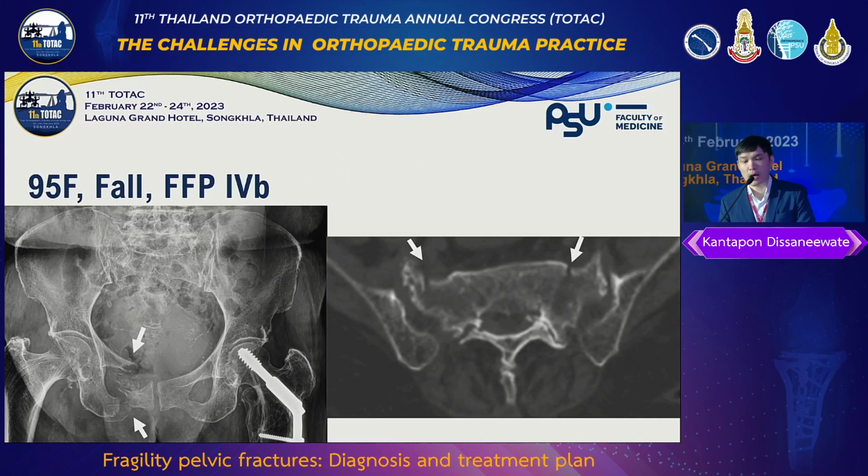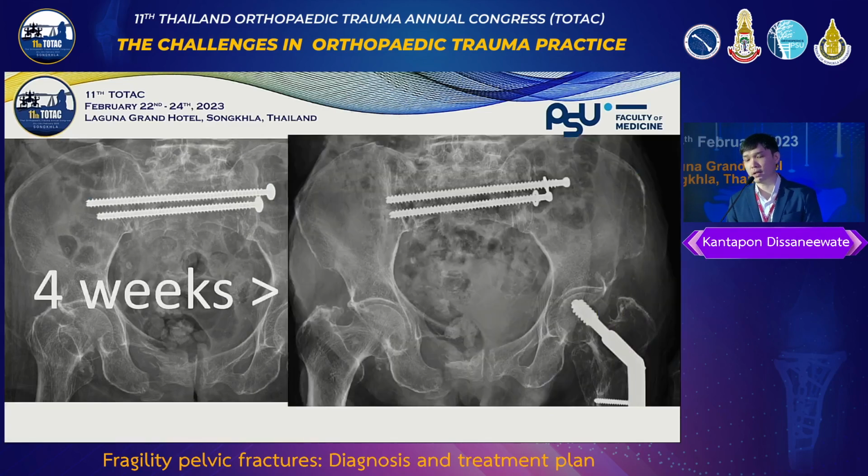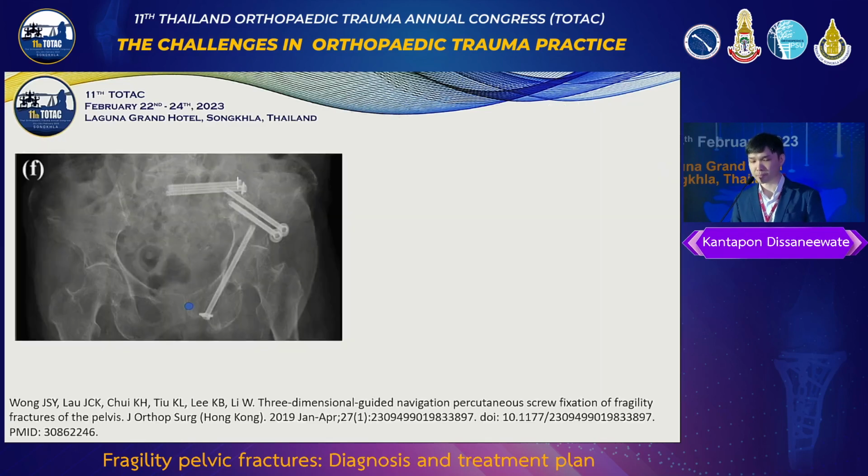In this case, a 95-year-old female fell with an FFP 4B. We can see the displaced anterior and posterior ring. But because she was very old, we decided, and this was the pitfall, to do only posterior ring fixation. She could walk without pain, but after 4 weeks there was screw loosening. From the CT scan, we can see that the fracture is healing, and she can walk without pain, so we did not do anything more.